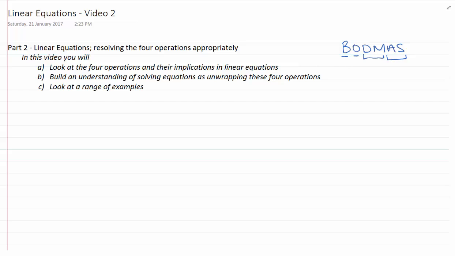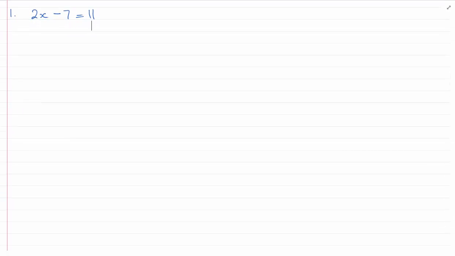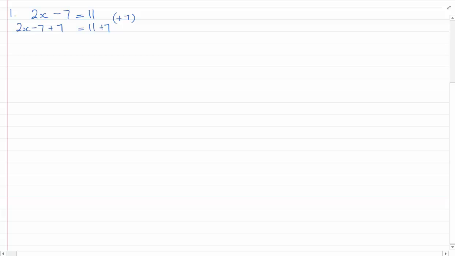So let's move on to the examples. Now I've talked about this like unwrapping a present. So here's example number 1: 2x minus 7 is equal to 11. Now in the last video you'll recall that we talked about trying to get the term with the unknown in it on a side by itself as our first point of call. So I'm going to try and get the 2x by itself, and to do that I'll need to add 7 to both sides. This gives me 2x minus 7 plus 7 equals 11 plus 7. Now the important feature here is that the minus 7 and the plus 7 cancel out.